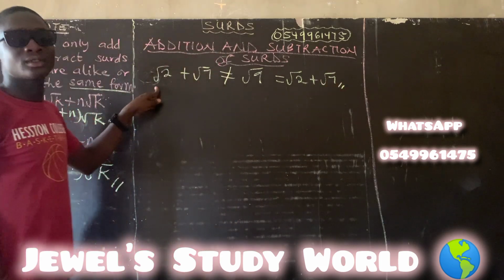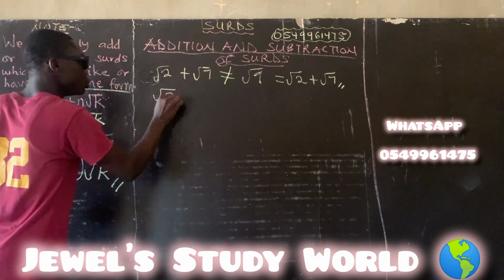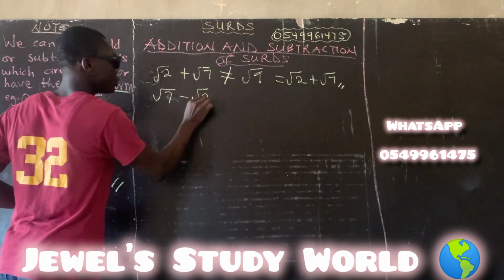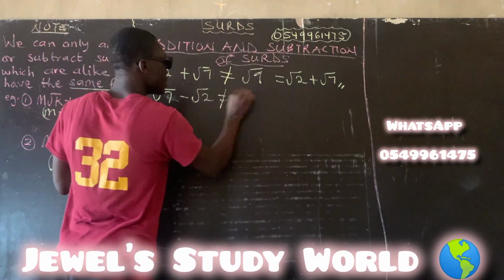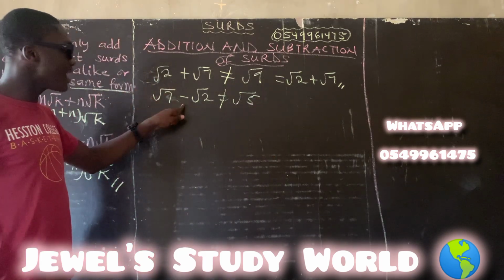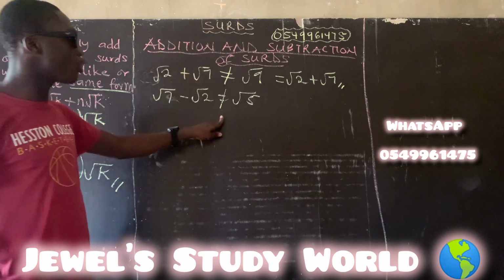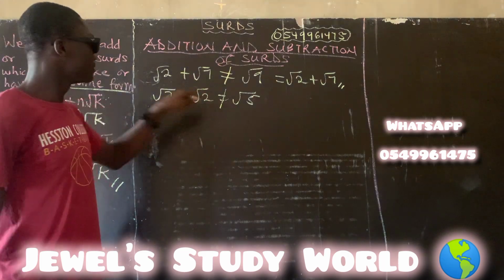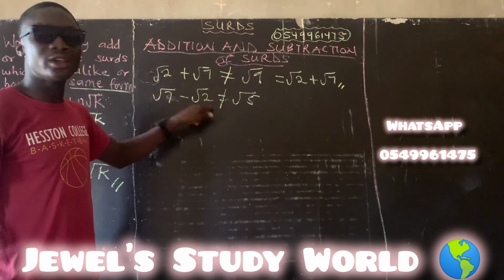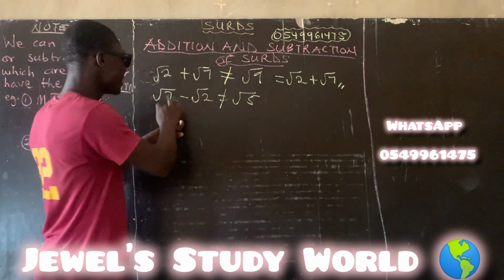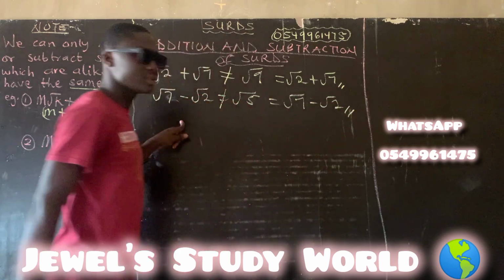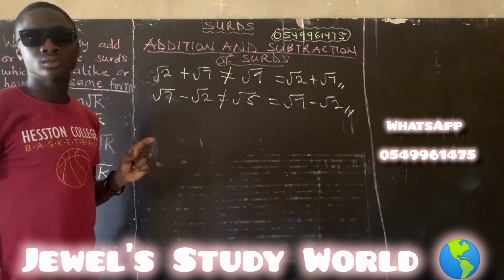We are done. Now, the square root of 7 minus the square root of 2 is not equal to the square root of 5, because they are not of the same form. We have 7, we have 2. We can't subtract. So this is equal to the square root of 7 minus the square root of 2. Like this.